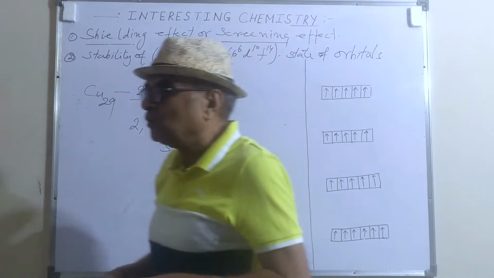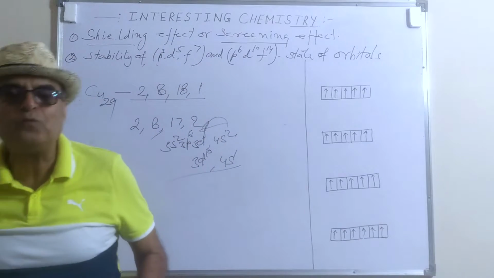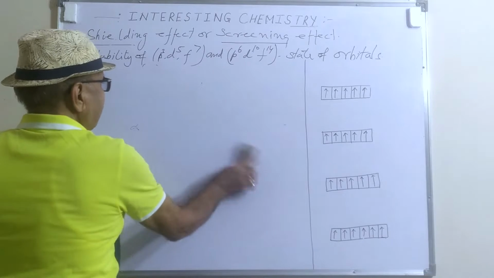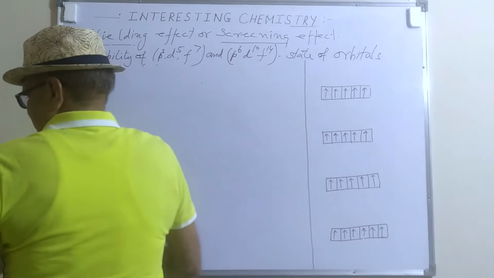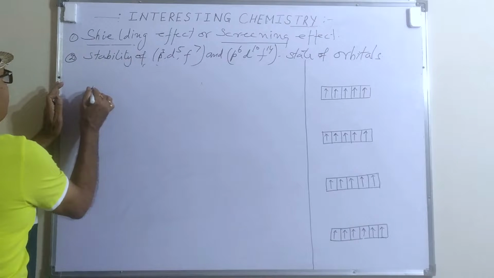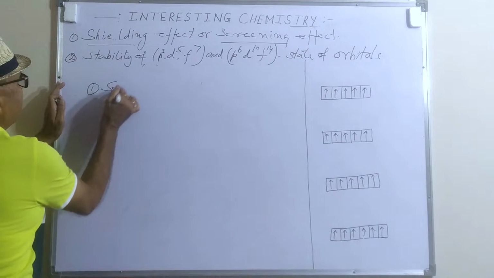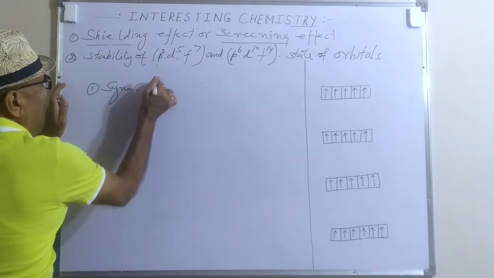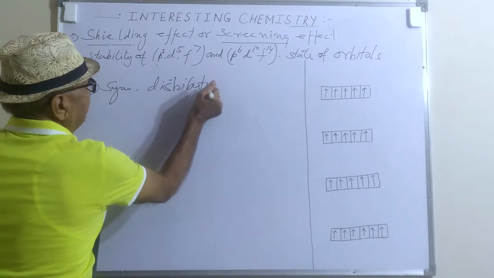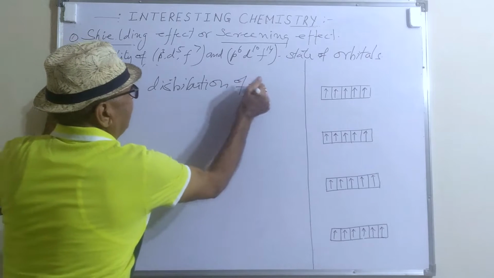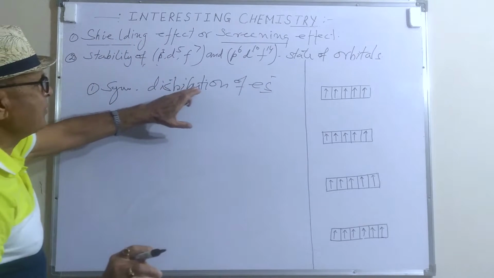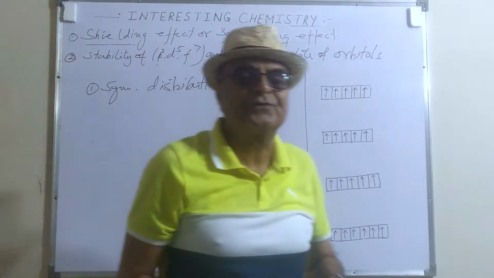So there are two causes. There are 2 points to explain the stability of the half-filled and fully filled orbitals. What are the 2 points? One is the symmetrical distribution of electrons.